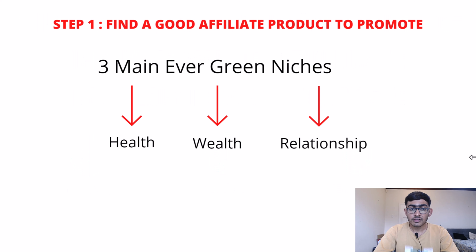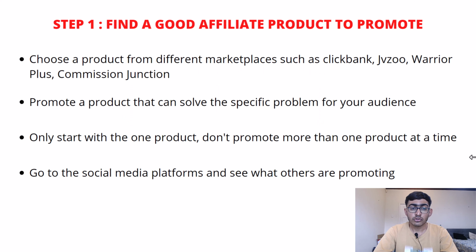The first step is you need to find a good affiliate product to promote. There are basically 3 main evergreen niches, which are health, wealth and relationship. Why are these 3 niches evergreen? Because you will always find a good affiliate product to promote inside these 3 niches. So right now, if you don't have any product to promote, then I highly recommend you choose a product inside these 3 niches. And you can also choose a product from different marketplaces such as ClickBank, JVZoo, Warrior Plus and Commission Junction. There are different marketplaces that you can use to choose a product to promote.